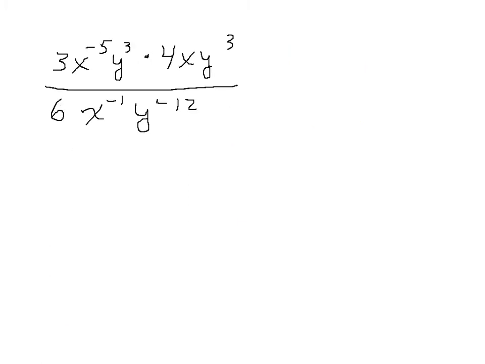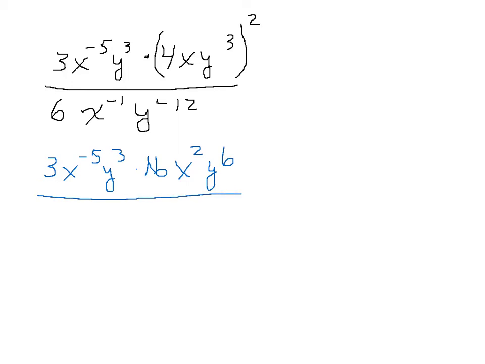Okay, so here's a good example to help us see how to put all of these properties into one. Actually, let's try to make this a little bit more involved. There, how about that? So now this really does get into everything. So when I begin working, I'll first have to deal with those exponents. So I get 3x to the minus 5, y cubed. And then when I square this, I get 16x squared, y to the 6th, all over 6x to the minus 1, y to the minus 12.